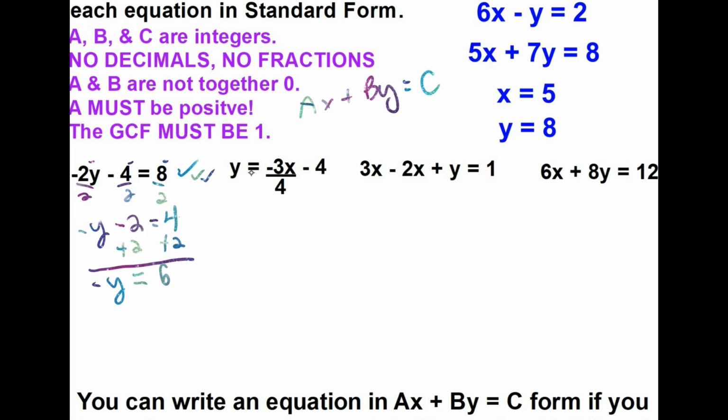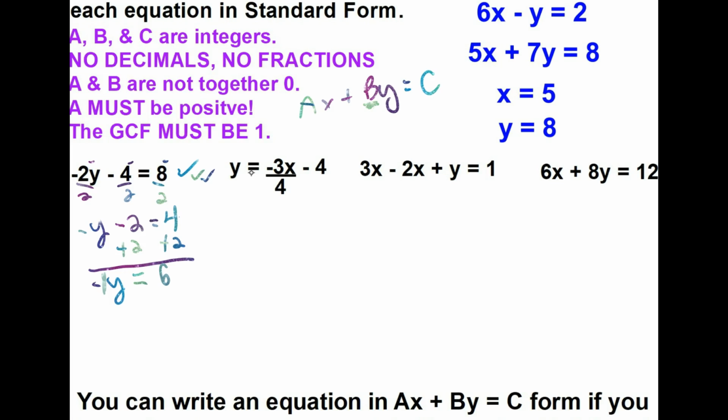Y'all, technically, this is standard form. You know why it's standard form? Because your B would be -1. Your A is 0. Your B is -1. Your C is 6. Greatest common factor between -1 and 6 would be 1.